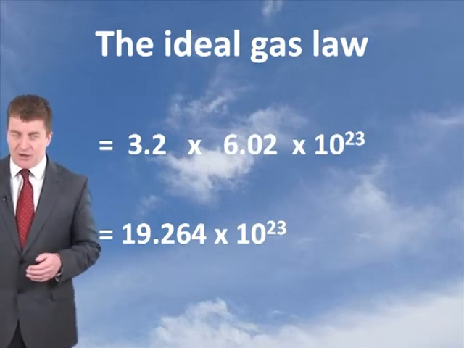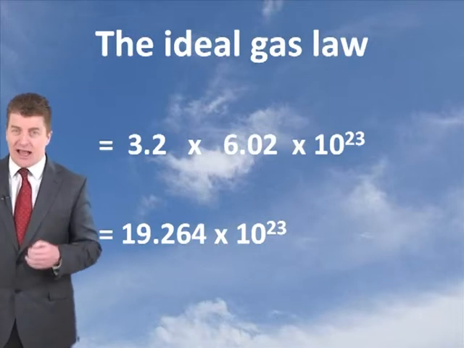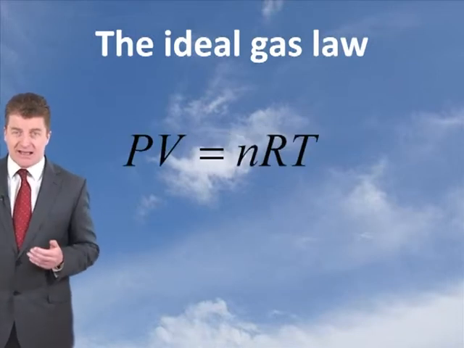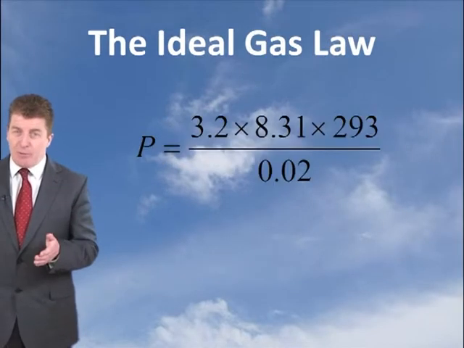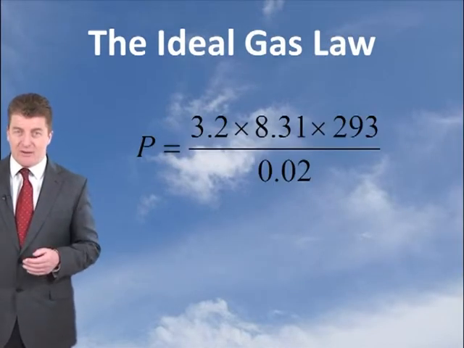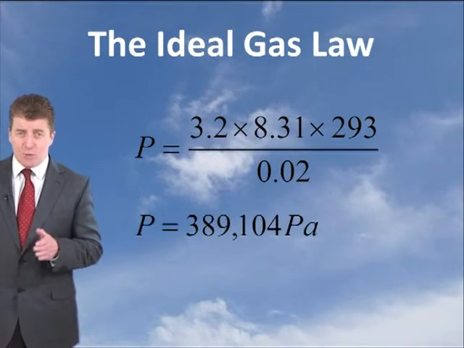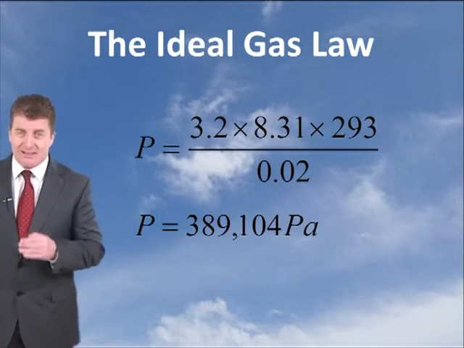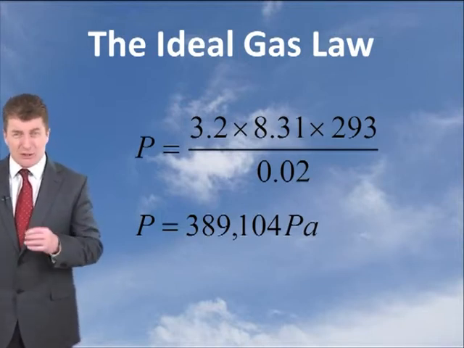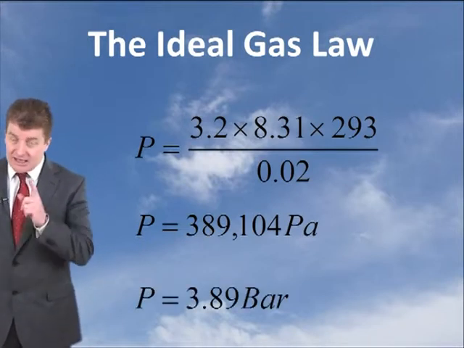The final part of the question asks what pressure will be inside the flask. This is where you come to your ideal gas law. PV equals nRT. You transpose it because you want to work out P. P equals nRT divided by V. If you put in all the known variables, it comes out at 389,104 pascals. Now 1 bar is approximately 100,000 pascals, so this is about 3.89 bar. That is the pressure inside the flask.